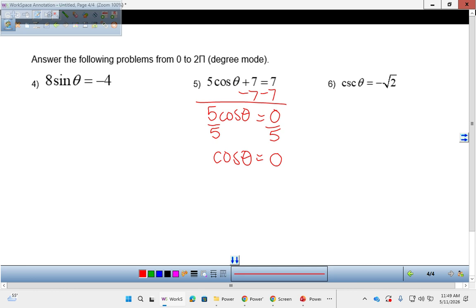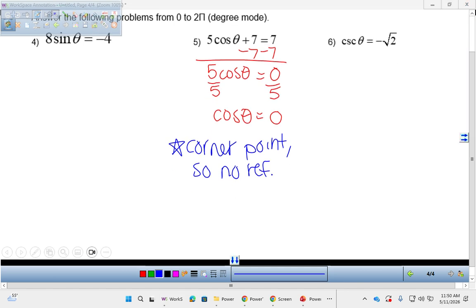If it's not something in quadrant 1, it doesn't have a reference angle. Okay? This is a corner point. Zeros and ones fall on the corner. And if it falls on the corner, it's not in a quadrant. And if it's not in a quadrant, then you can't make a triangle. And if you can't make a triangle, then you don't have a reference angle. All right, so there's no reference angle here. All I'm going to do is look at the circle for x, because cosine is x, equals 0.